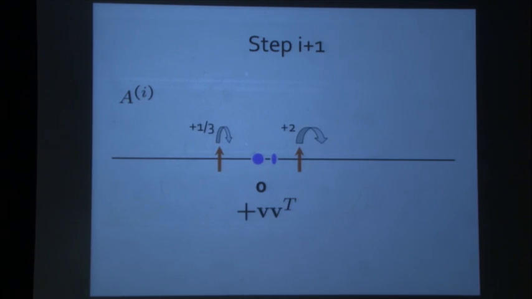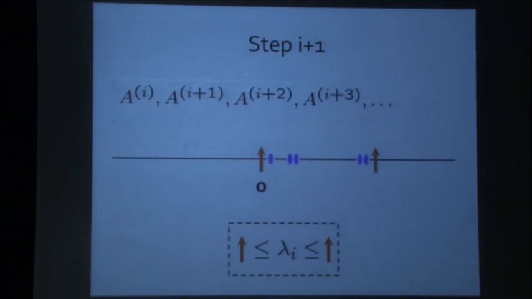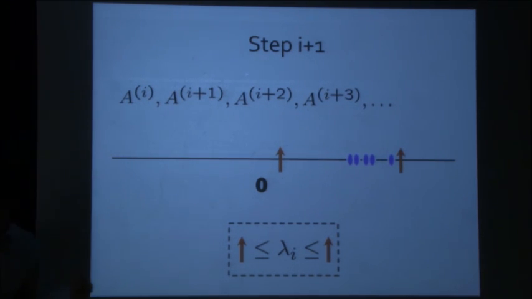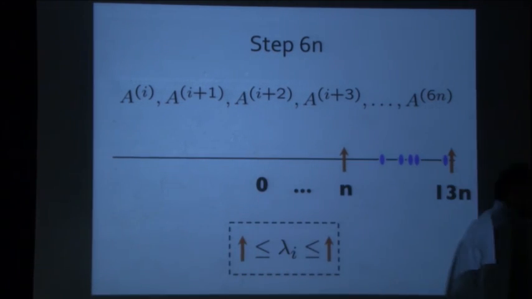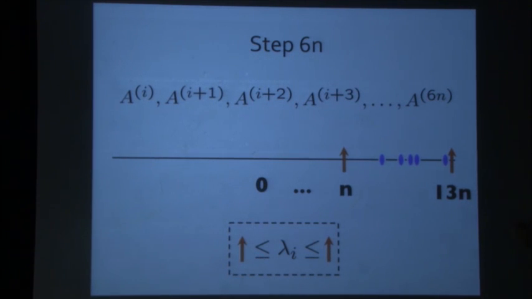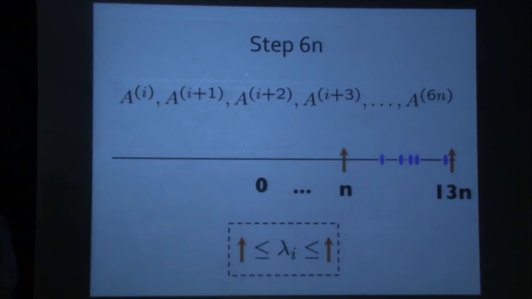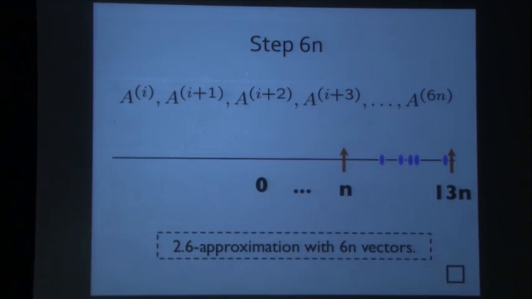So the idea is that if I keep doing this, moving the lower barrier forward 1/3, I think, and the upper barrier 2, after 6n steps, my lower barrier will have gone from minus n to n. My upper barrier will have gone from n to 13n. OK, so all my eigenvalues will be between n and 13n. That's what I would want. And if we could do that, we'd be done. Then we would have this 2.6 approximation with 6n vectors.